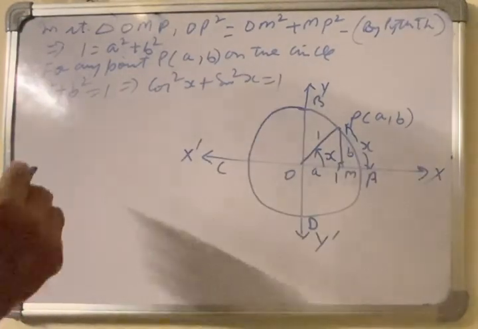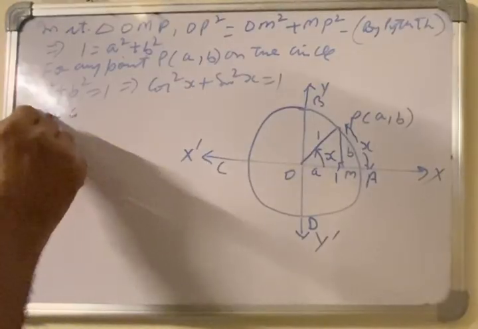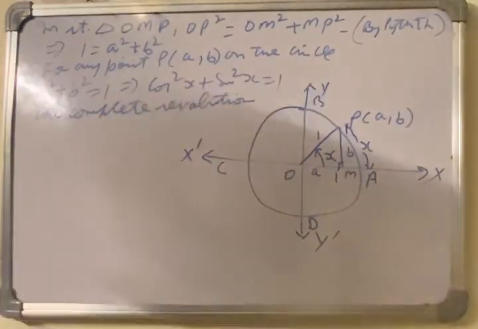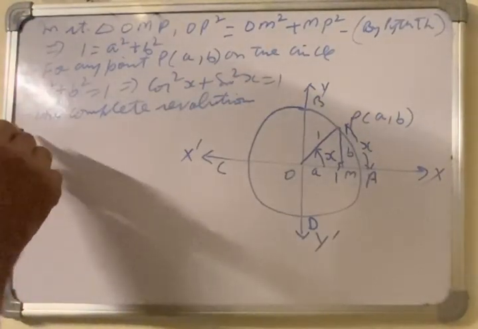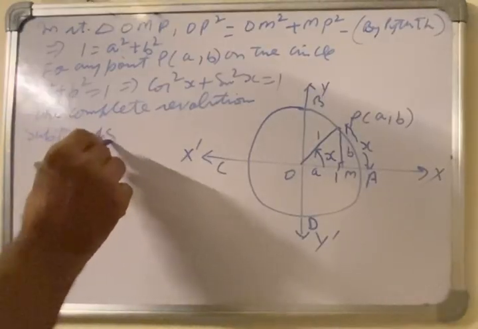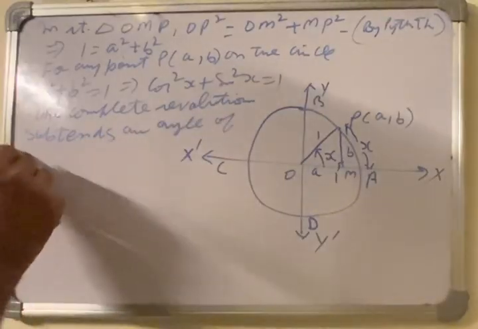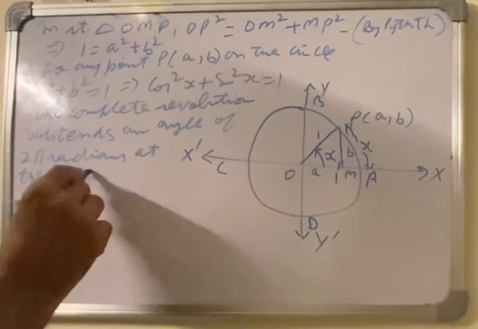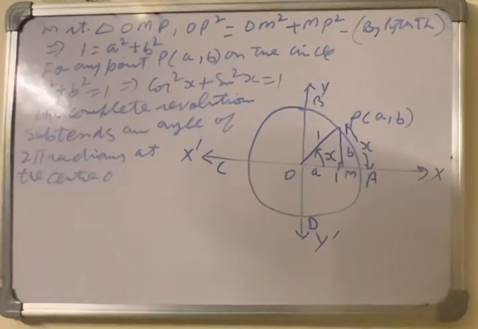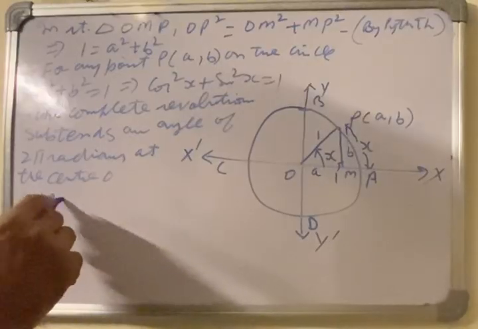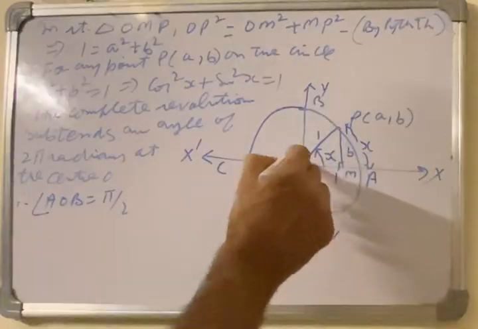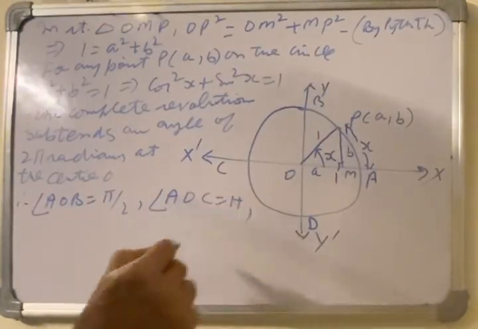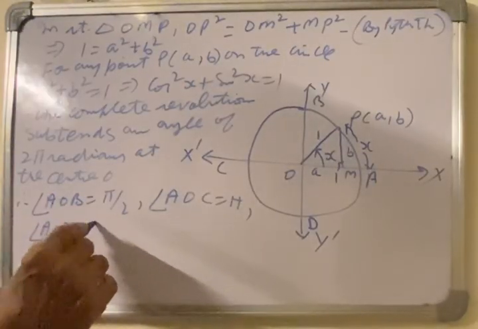Since one complete revolution subtends an angle of 2 pi radians at the center O, therefore angle AOB is pi by 2, angle AOC is pi, angle AOD is 3 pi by 2.